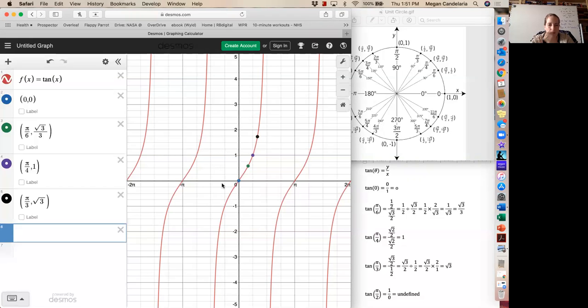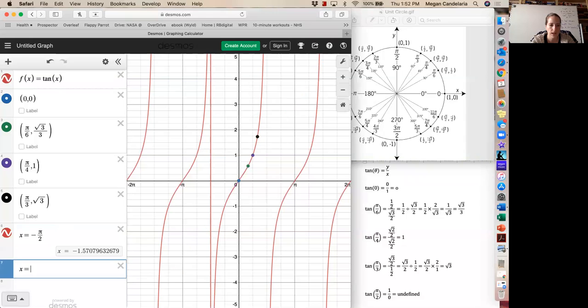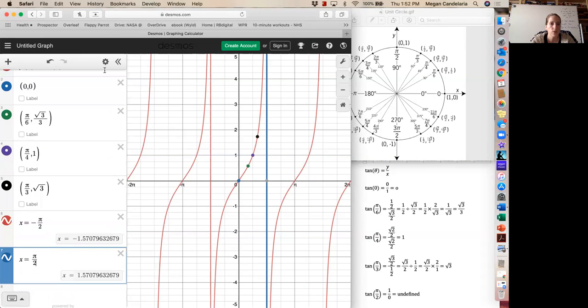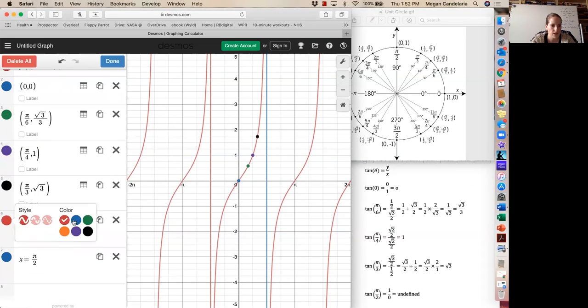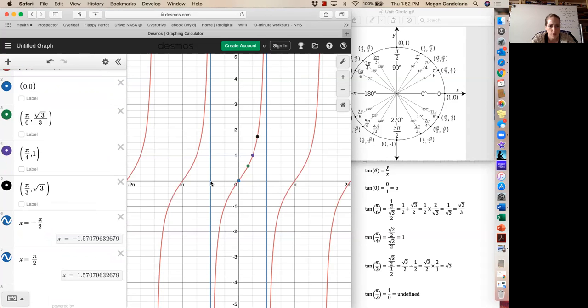And so one way to think about a period is that our period is going to go between our undefined values. So for example, one undefined value is negative pi over 2. Notice that this creates a vertical asymptote, and so does x equals pi over 2. So there's one period of our tangent function right there, okay? That period goes from negative pi over 2 to pi over 2. So that's going to be a total period of pi.